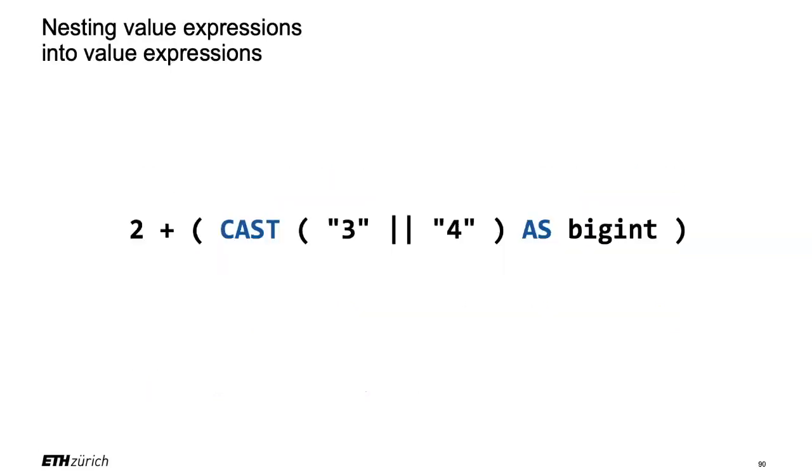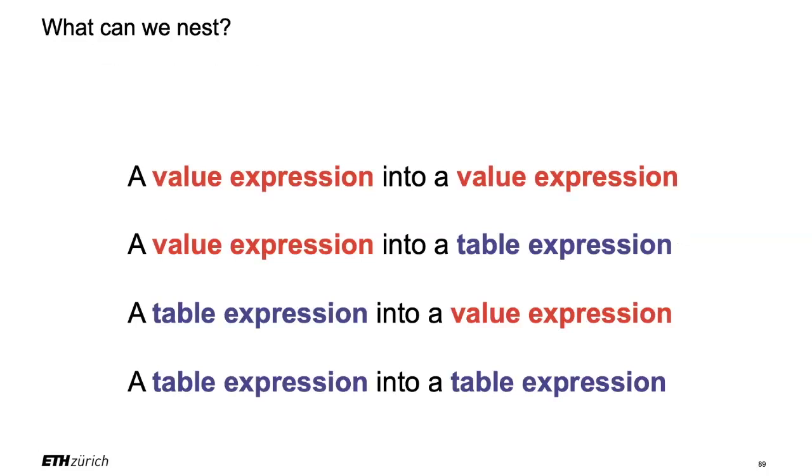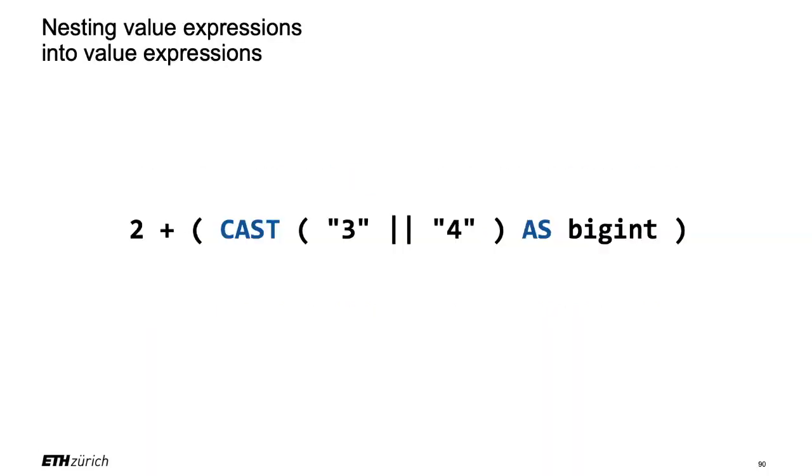Okay. So first, this is the easiest: value into value, so scalars into scalars. That's really the math you've been doing since primary school. When you write multiplication, addition, and so on, you're basically manipulating single values. So this, for example, 2 plus cast(3 concatenate 4 as bigint). 3 concatenated with 4 gives you 3, 4, the string 3, 4.